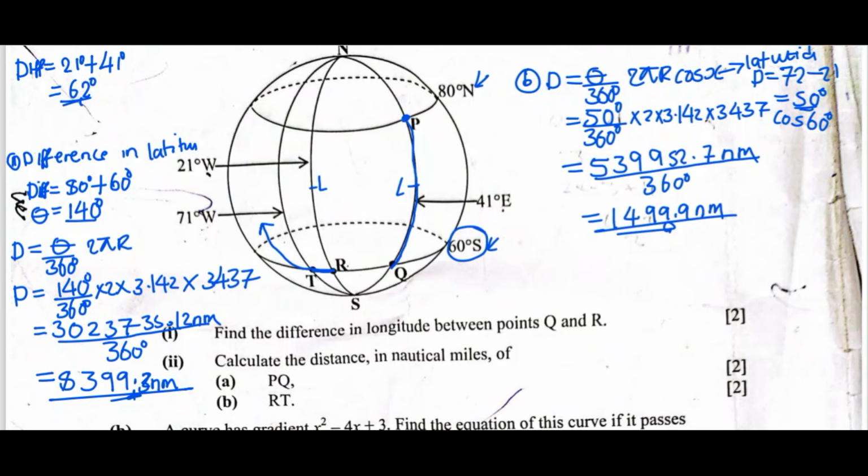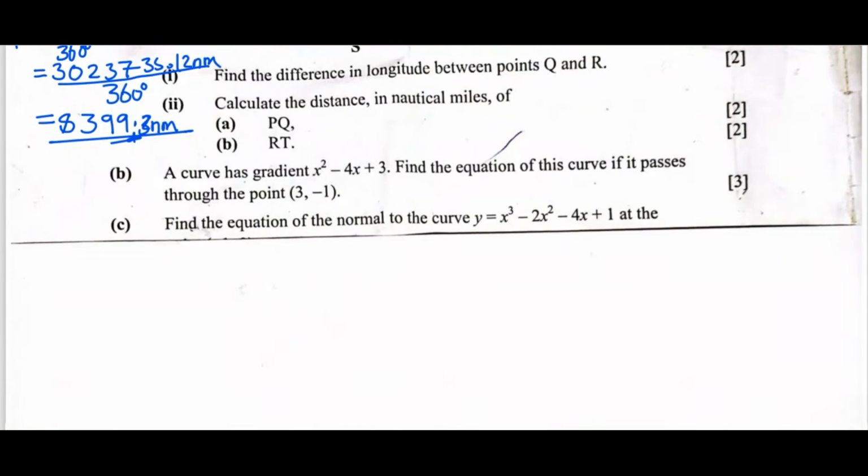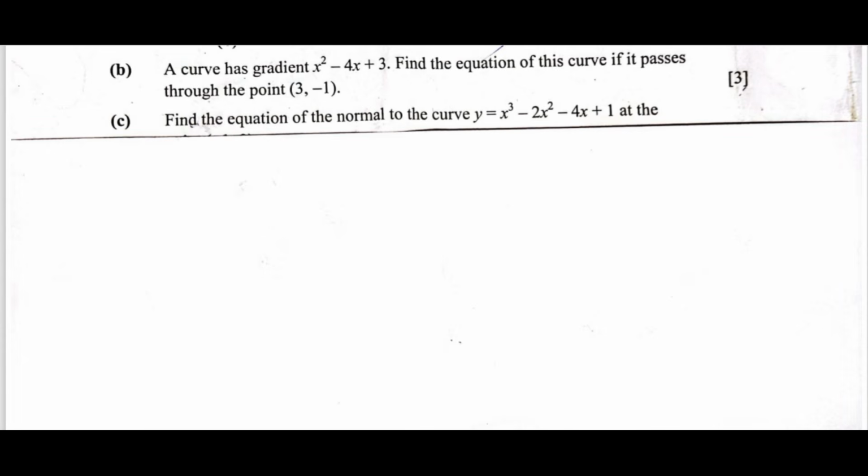Now let's move on to question B. A curve has a gradient x squared minus 4x plus 3. Find the equation of this curve if it passes through the point 3, -1. So the point 3, -1 indicates the point of contact. So this is our point of contact.